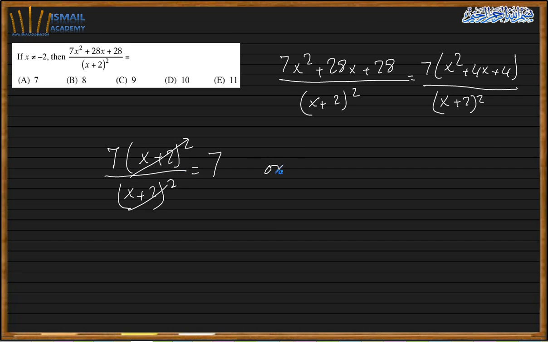Or what you do, you keep the top as it is, which is 7 times x plus 4, and you FOIL the denominator. You're going to end up having x squared plus 4x plus 4, the same.